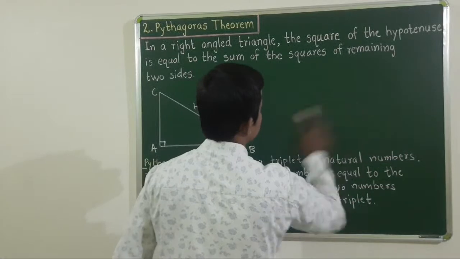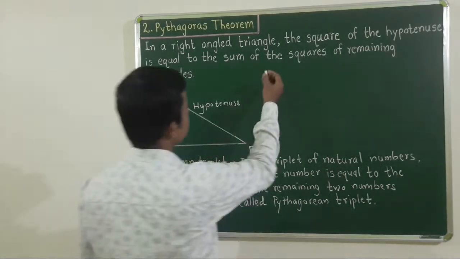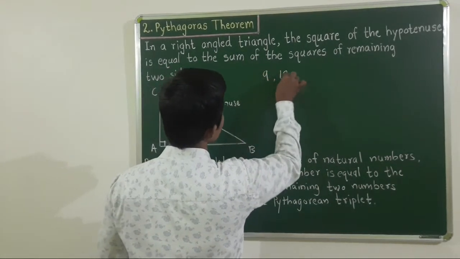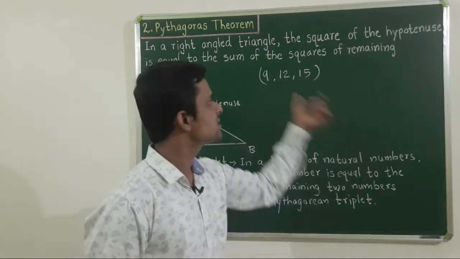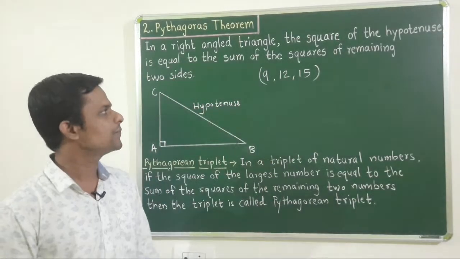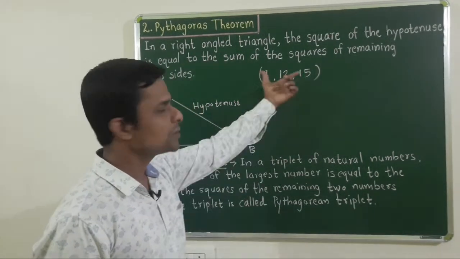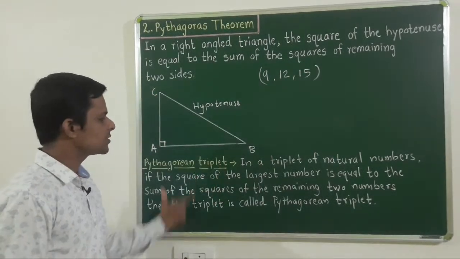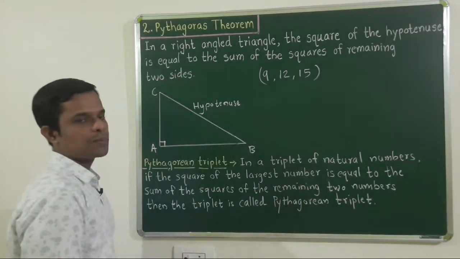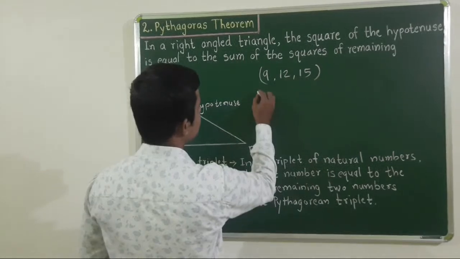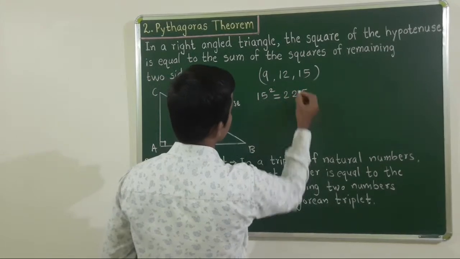For example, considering one example to explain Pythagorean triplet, suppose 9, 12 and 15, these are three numbers, or this is one triplet of natural numbers. These are natural numbers starting from 1 up to infinity. 9, 12 and 15, these are three numbers, or this is a triplet. We don't know whether it is a Pythagorean triplet or not. We will prove it. Out of these three numbers, which one is the largest number? The largest number is 15. Therefore take 15 square, which is equal to 225.